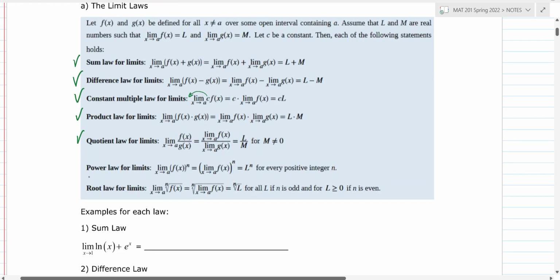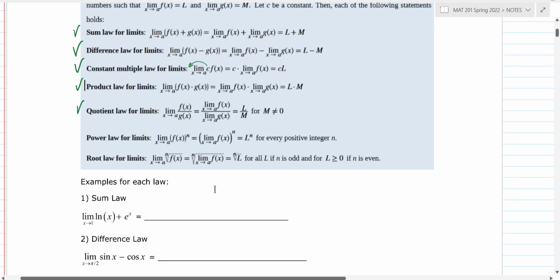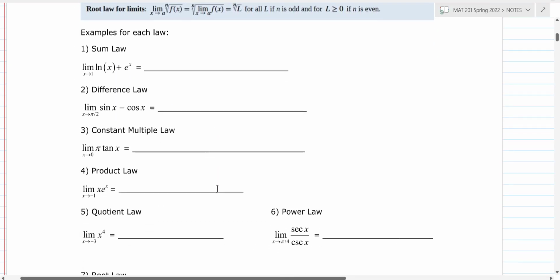Okay, and then the next two go together, the power and root laws, and these go like this. If you have a limit of a function to a power, you can actually do the limit of the function first, then take it to that n power. And the root law works the same way. If you're doing a limit of a root, and it can be any root, a square root, a cube root, whatever, of a function, you can do the limit of the function, then take the root, like that. So I'm just going to demonstrate each one of these ideas.